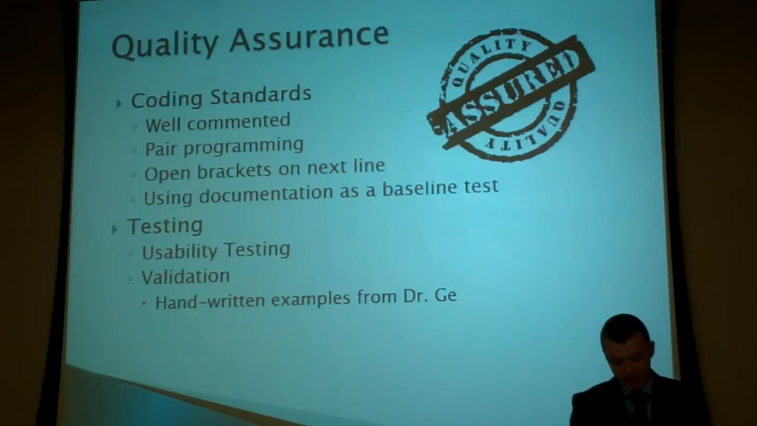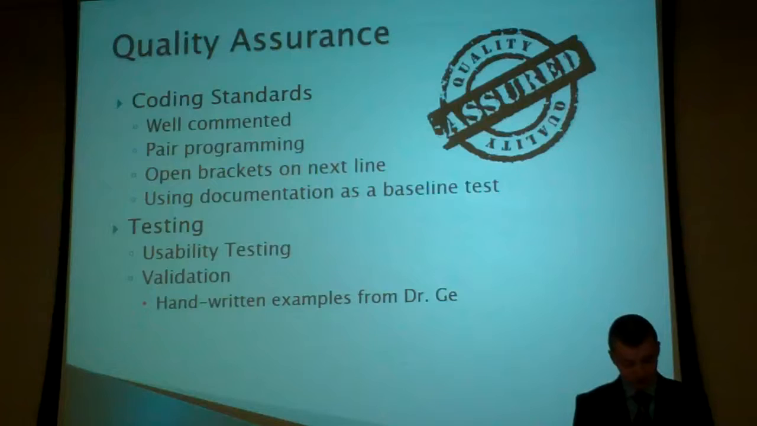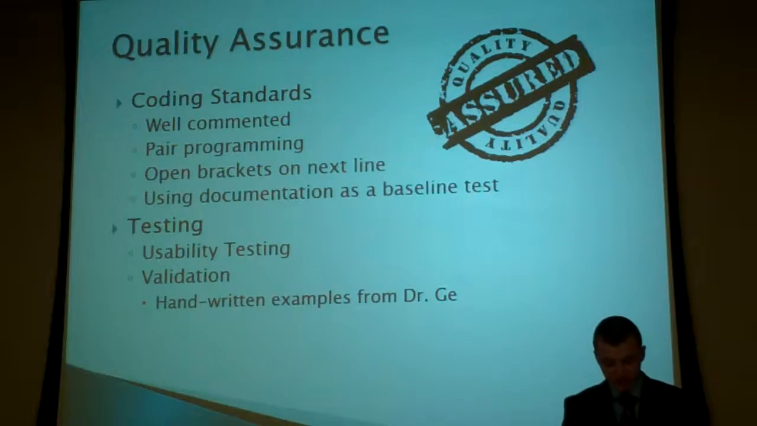Quality assurance. We had coding standards, which was well-commented code, which made it easier to understand. And then we also had pair programming to keep each other on task and help with coding each other. And lastly, we had open brackets on the next line, which actually helps the readability of the code, we think, and it's easier for each of us to develop for the same class.